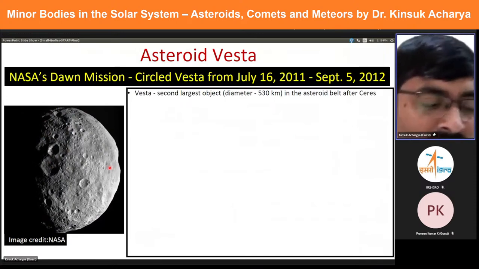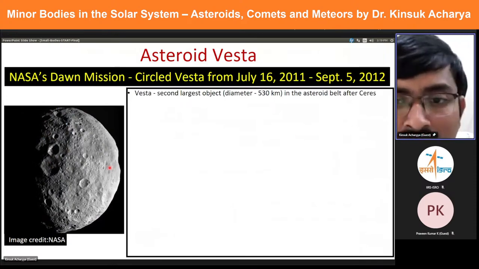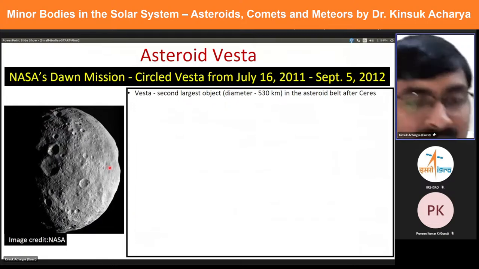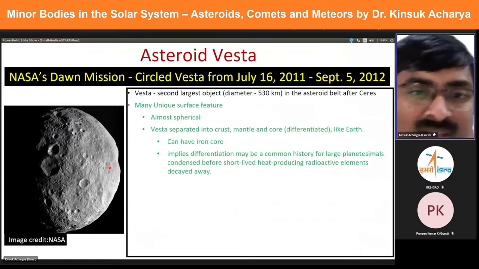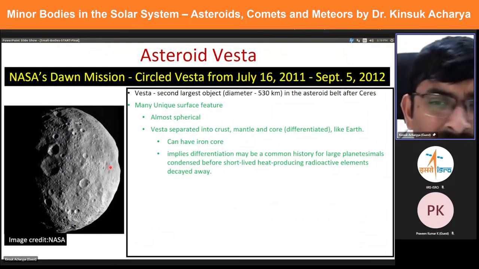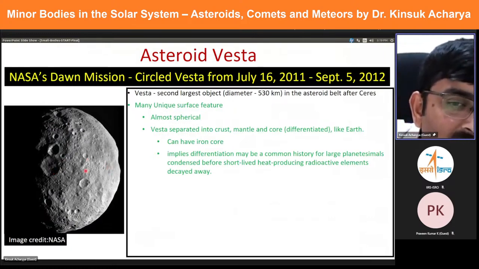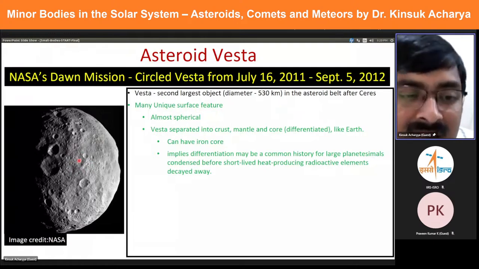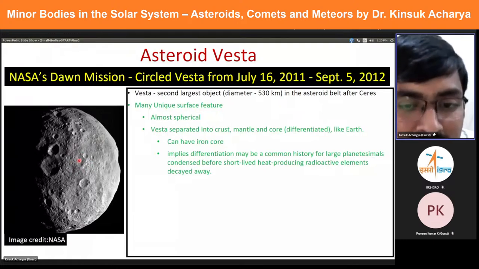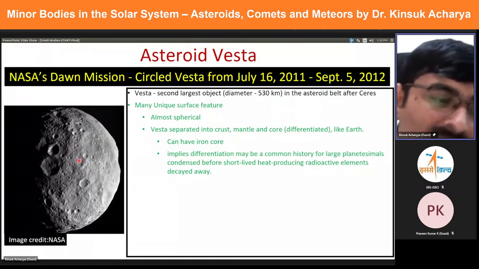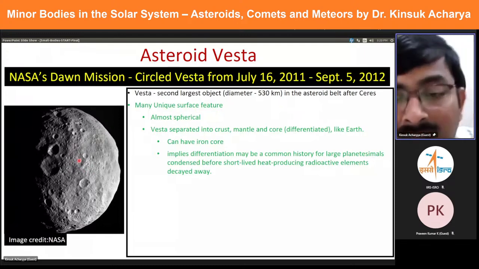Next in the list is one of the very remarkable missions, NASA's Dawn mission, which studied one of the bigger asteroids, Vesta, the second largest object in the asteroid belt after Ceres. Here you can see its diameter is about 530 kilometers, and it is almost spherical. So you can understand this object is so big that it already tried to reach hydrostatic equilibrium, and it was also found to be a differentiated object. So it is not like the smaller asteroids we have seen earlier.